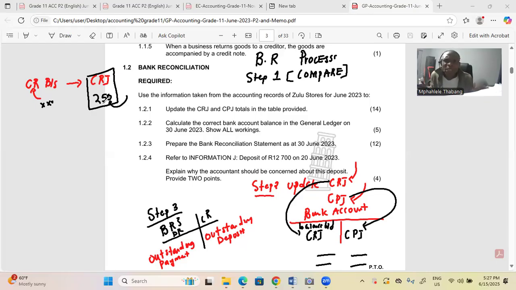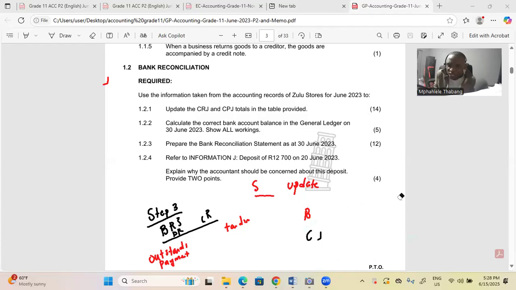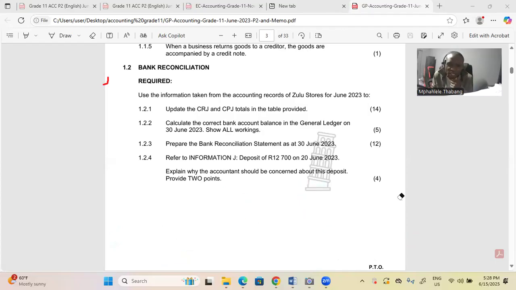Now let me make this reconciliation simple for you guys. Pay attention to what I'm going to say here. English, guys, is not our mother tongue. What I'm going to say might make this reconciliation simpler. We have compared for you. If something is appearing in CRJ, but not in the bank statement, it's clear that we have to record it in BRS, unless there is a mistake made by the business. Maybe the business recorded an entry in CRJ by mistake, and we will be very specific.